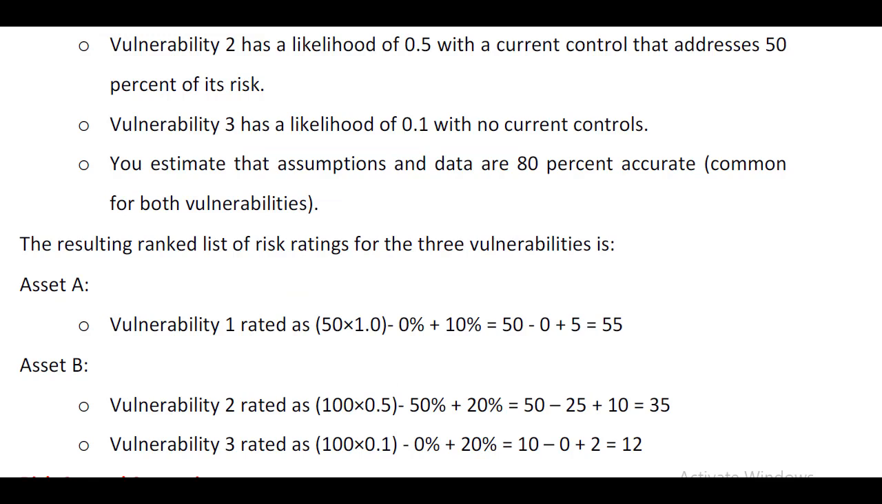So as we can see here, for vulnerability 2, we calculate the risk, which is the asset multiplied by the vulnerability, minus the control, plus the uncertainty. We end up with a risk of 35. And for the third vulnerability, we end up with a risk of 12. These values, as you can see, determine how high or low the risk is. So the risk here using this vulnerability is low, here is medium, and here is very high.